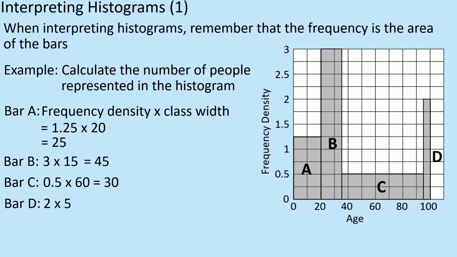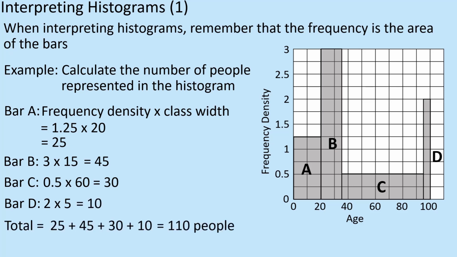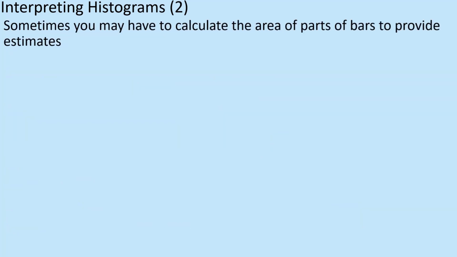So, in answer to the question, calculate the number of people represented in the histogram. We've calculated the number of people represented by each of the bars, so we now just need to add the lot together. So 110 people are represented in that histogram. That concept is needed an awful lot. And if we're going to answer a further question about estimating the number of people, that concept needs to be applied, which is what we're going to look at now. Like I said, sometimes we have to calculate the area of parts of bars to provide estimations.